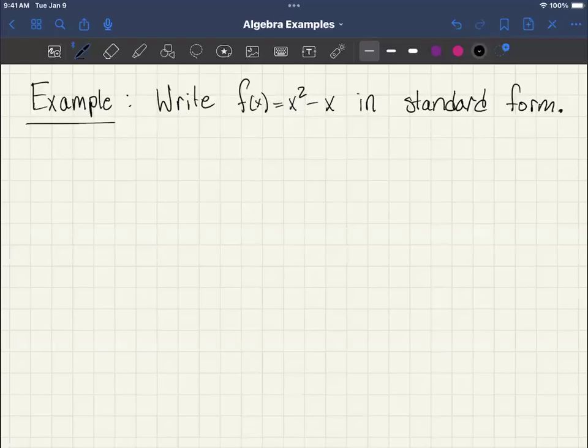Confused about the difference between standard and general form for a quadratic function? Let's explore this together.